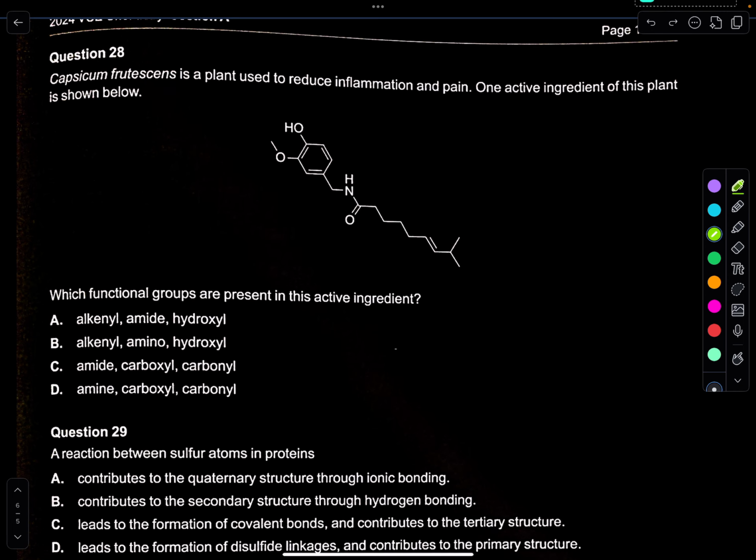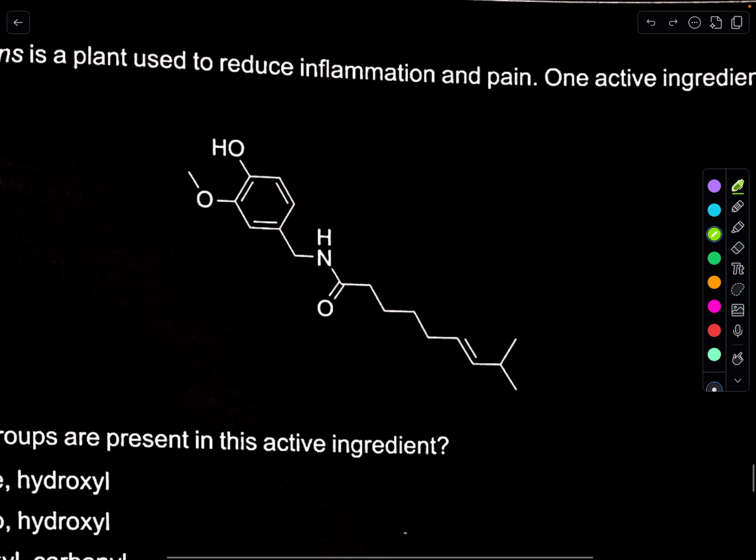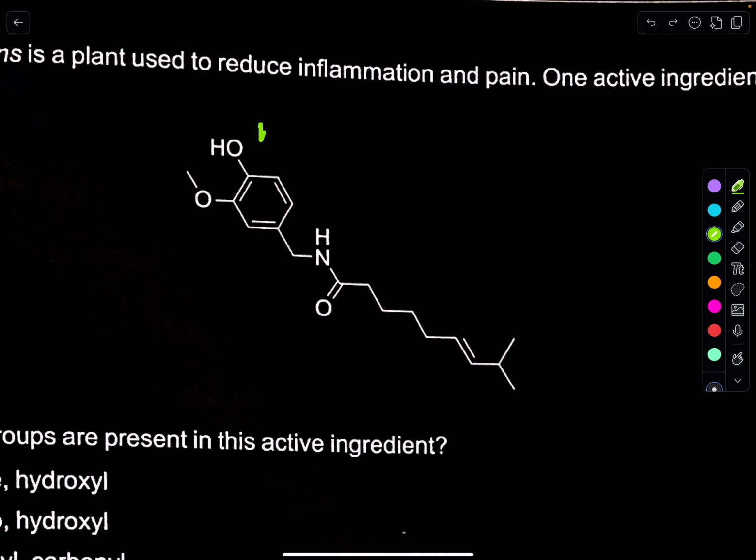Question 28. Capsicum. This is a plant used to reduce inflammation and pain. One active ingredient of this plant is shown. Which functional groups are present in this active ingredient? Straight away, when they're talking about functional groups, we can already see that there is a hydroxyl group.